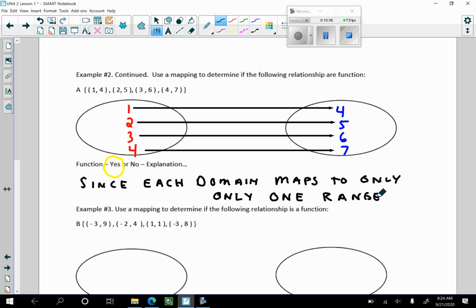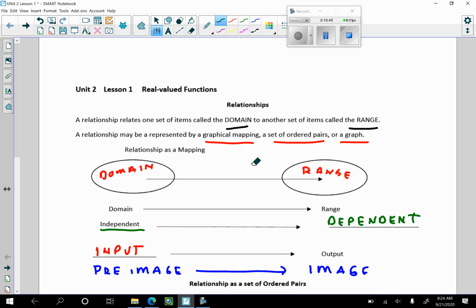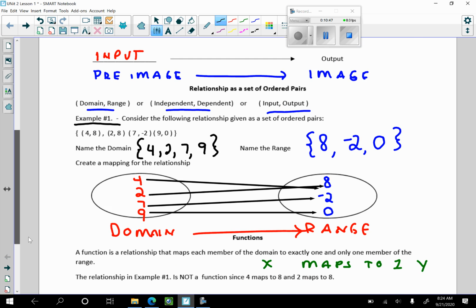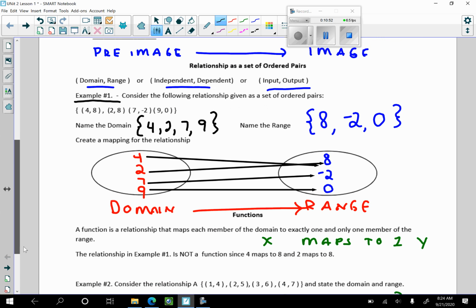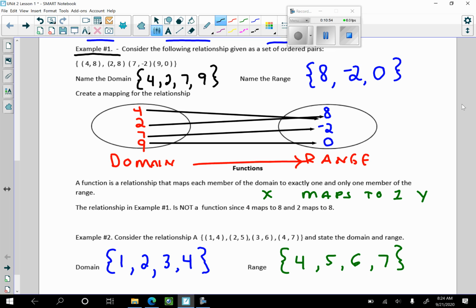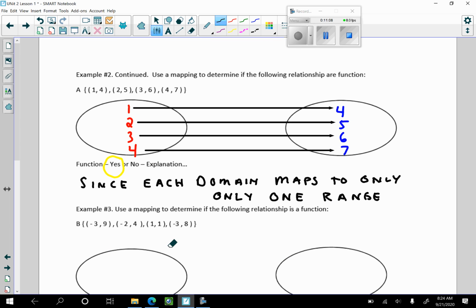And that's our reason. And if you have an assignment that asks, explain why this is a function, you need to use the definition of a function, and the definition of a function is right here. Where's that definition? It's right here. I lost it. Each member of the domain maps to exactly one and only one member of the range. Okay, that's the definition that you're going to have to use to prove something is a function.